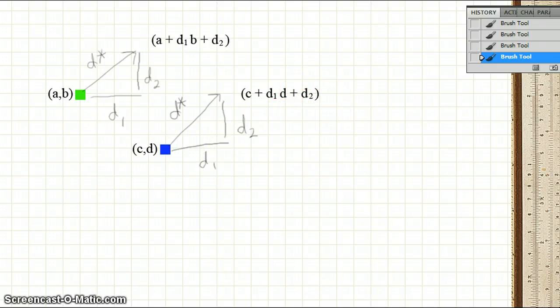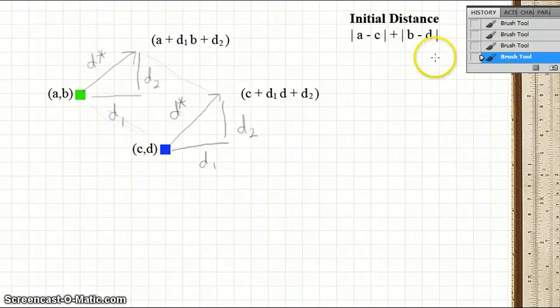But what we're trying to find is the distance between our translated points. So we want to find the distance from AB and CD. We want to find the distance here, and we want to find the distance here. In order to find the distance of AB and CD, we will follow this equation here, which is the absolute value of A minus C plus the absolute value of B minus D. Because this is already in its simplest form, we know that this will be the equation needed to find the distance between AB and CD.